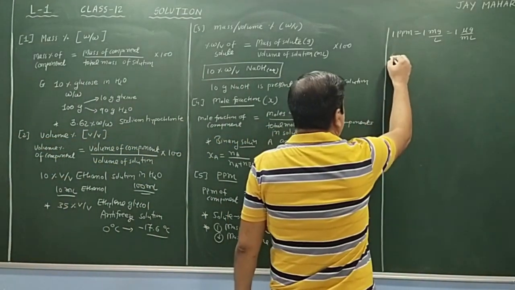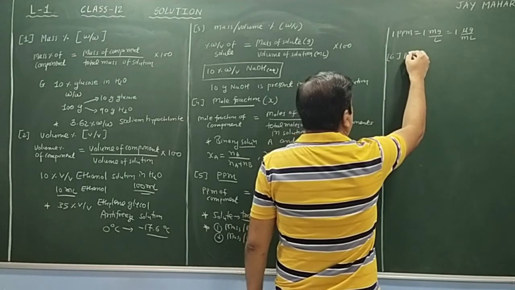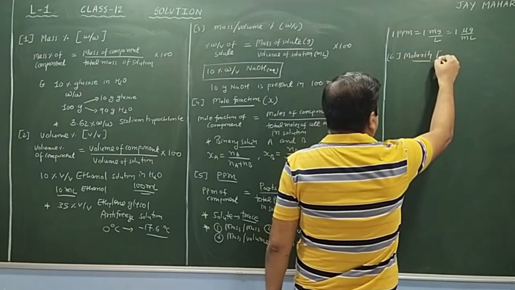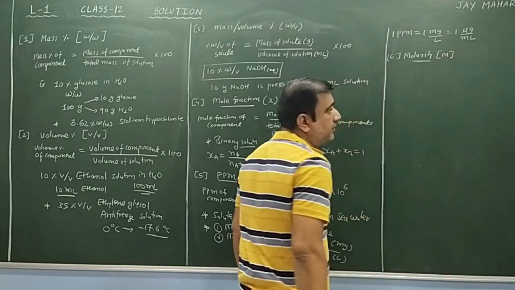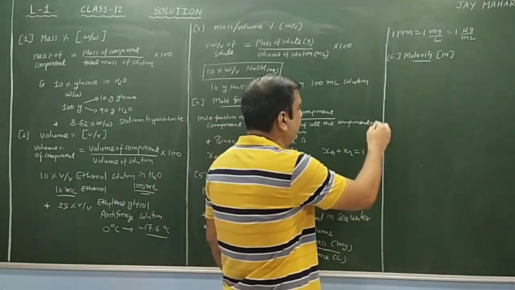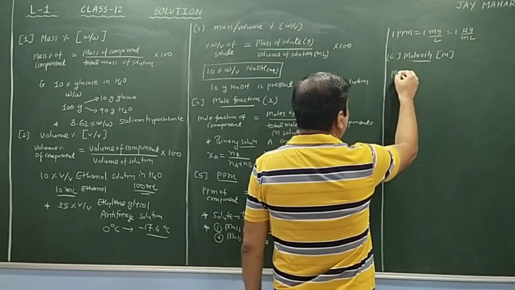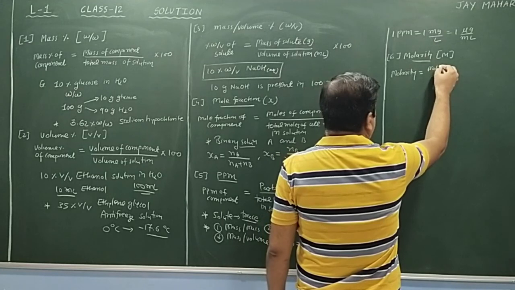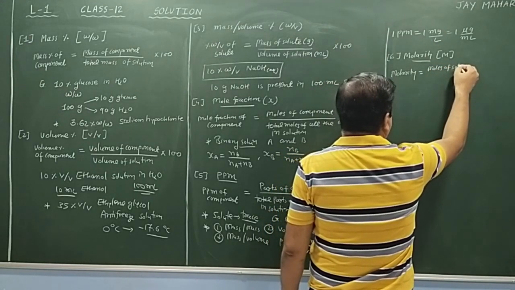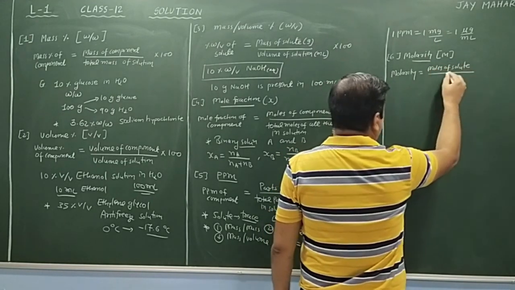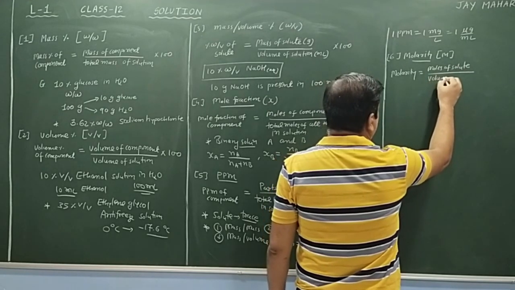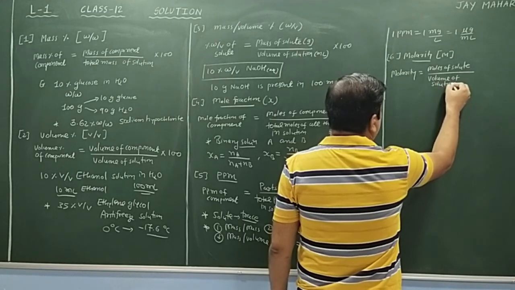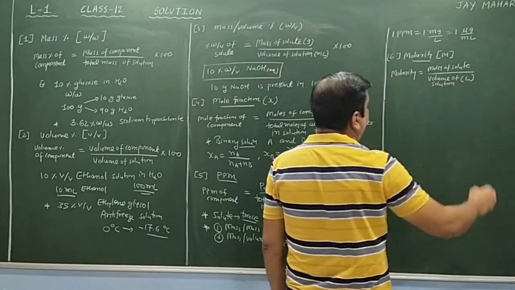Now the 6th one is molarity. Molarity means capital M. How to calculate molarity? Moles of solute divided by volume of solution, where the volume of solution is in liter.